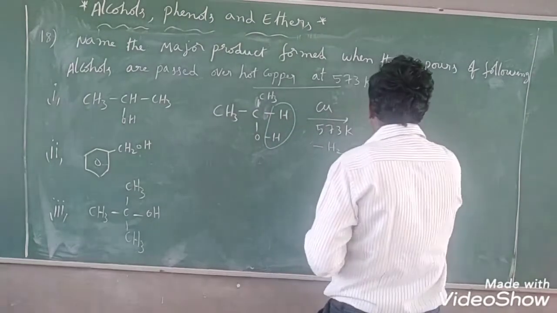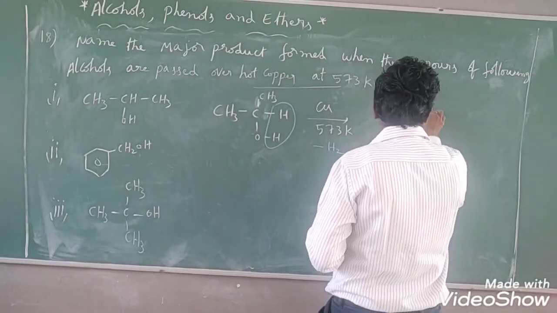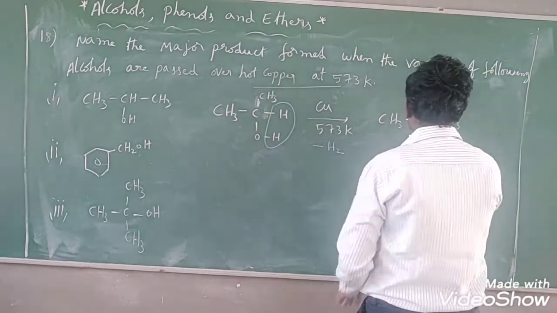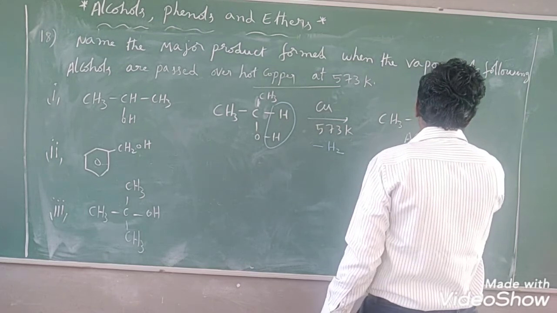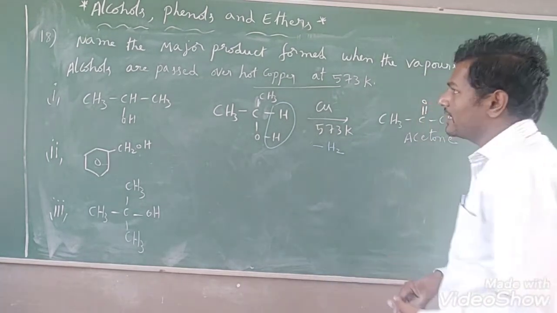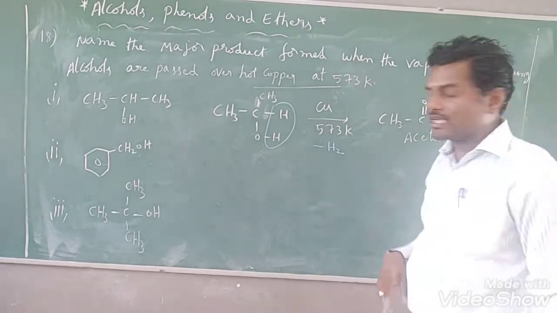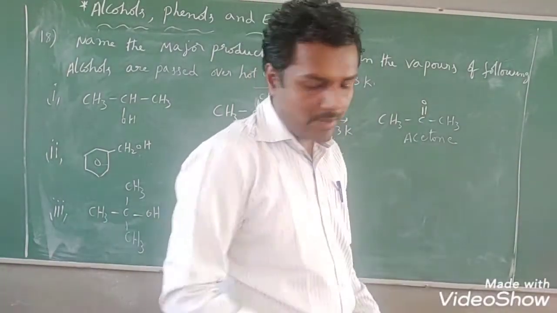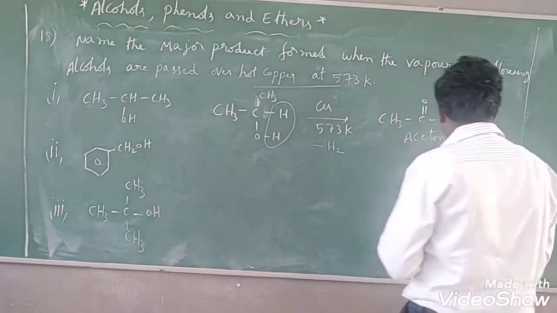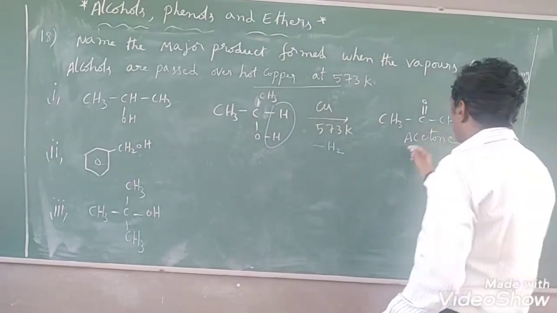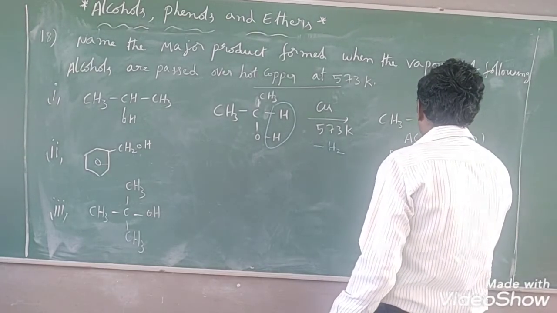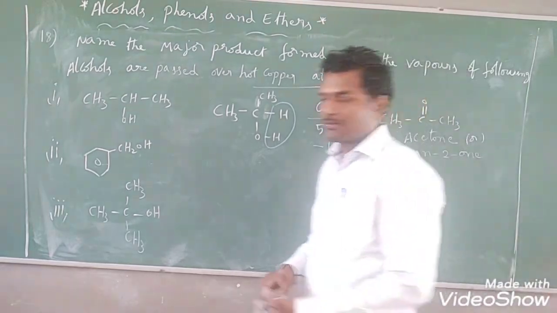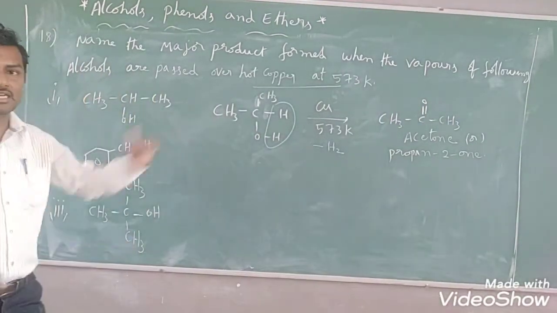So the compound will be CH3 C double bond O CH3, correct? This is nothing but acetone. So acetone is formed, right? The major product, they have asked for the name of the major product. So what is the name of this compound? Acetone. Another name, if they ask, you can also write the IUPAC name: propan-2-one. Propan-2-one is the major product in the first question. This is the first question's answer, right?